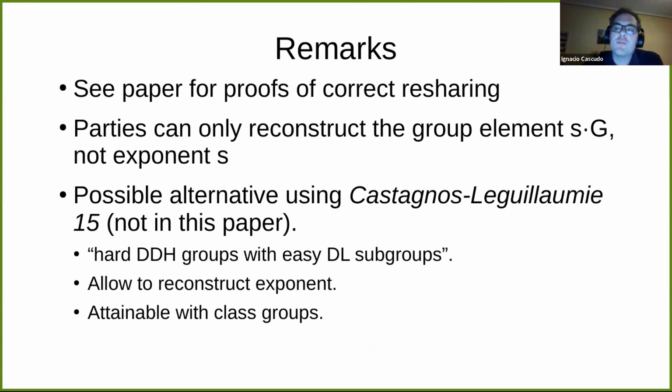So we think that to fix that, we could use the scheme of Castagnos and Laguillaumie. I think that there is a talk in this conference also based on this work, but essentially the encryption scheme requires some group with hard DDH that has a subgroup with an easy discrete log, and that allows to reconstruct the exponent there.